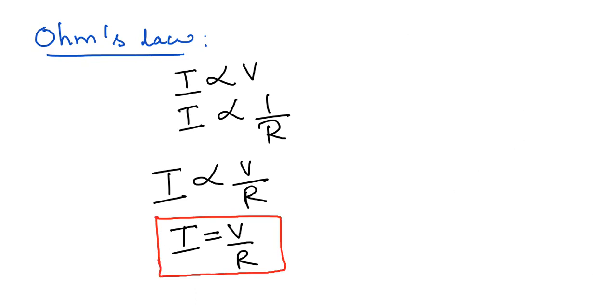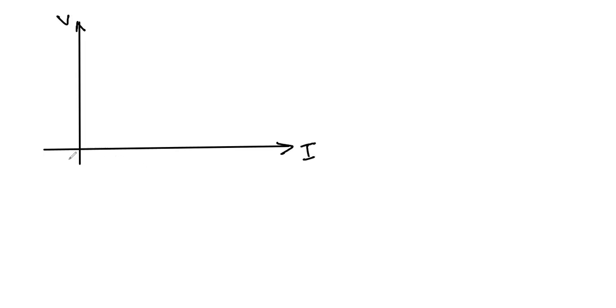Now, let us look at plotting the graph of V versus I. Since voltage is directly proportional to current, meaning as the voltage increases, the current increases. So when we plot the graph, it is going to be a linear graph like this.